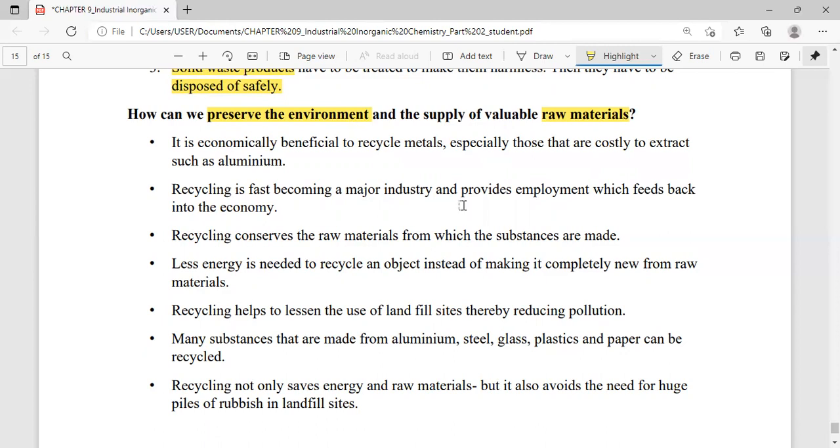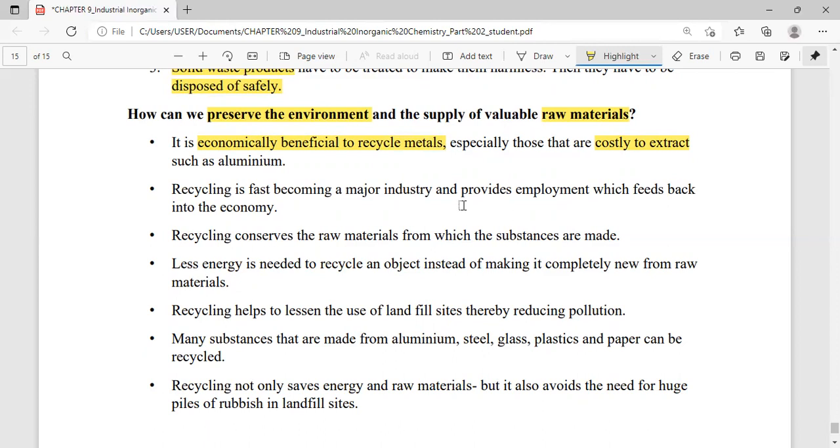Okay, there's one answer. Very good. Somebody says that we have to recycle, reuse, and reduce. Yes, basically the idea here is to recycle. It's economically beneficial to recycle metals rather than to extract them. When you have to extract metals, you have to collect the raw material first, purify the raw material, and then extract. But if we can recycle whatever is already there, it is much cheaper.